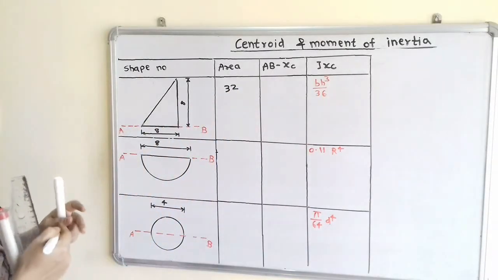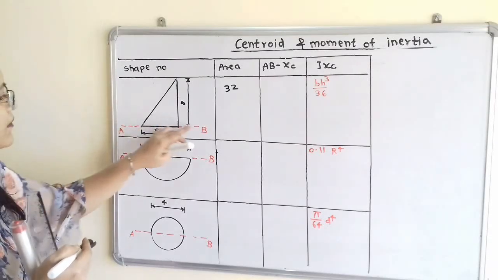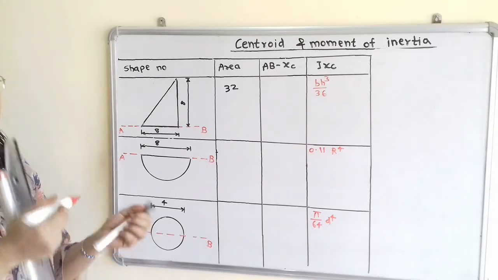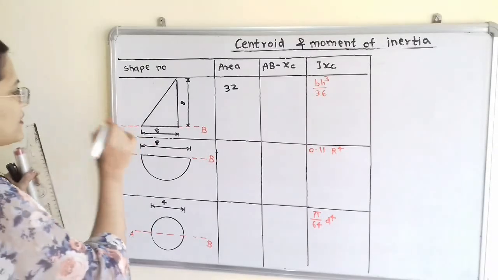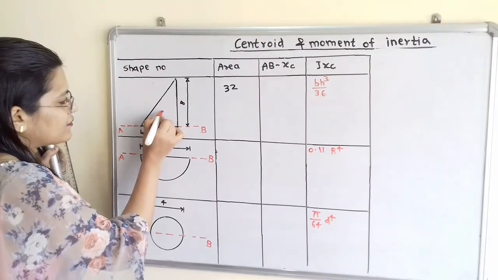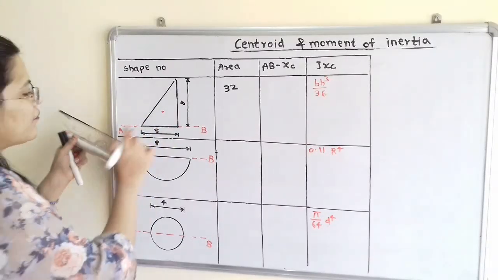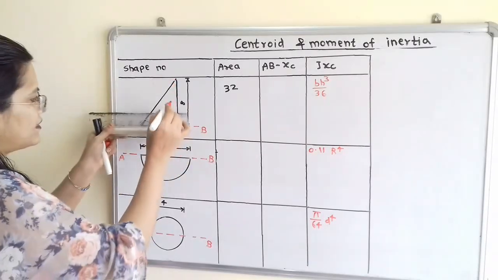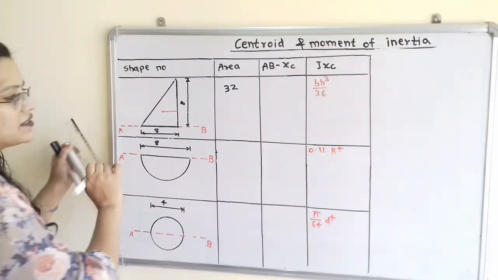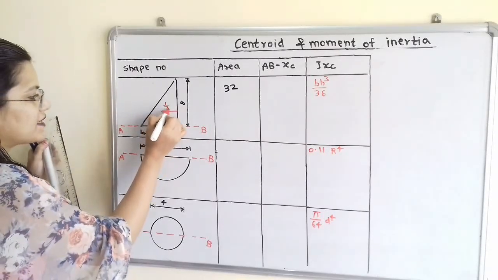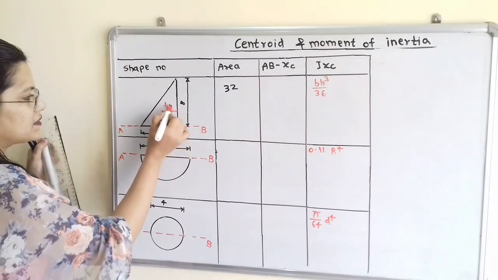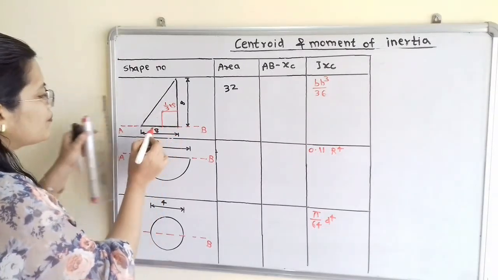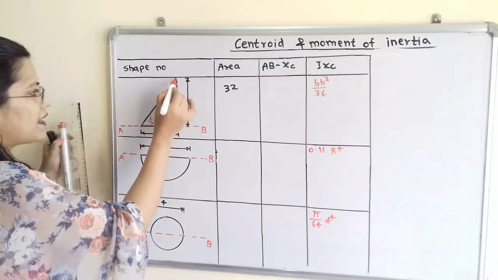Now we have to find out the distance in between this AB as well as the centroidal axis. So for that we have to first show the centroid of the triangle. So we will select one point. Now this is the centroid. The distance of the centroid from this height, that is this horizontal distance, is equal to 1 by 3 multiplied by this base. And the vertical distance is equal to 1 by 3 multiplied by this height.